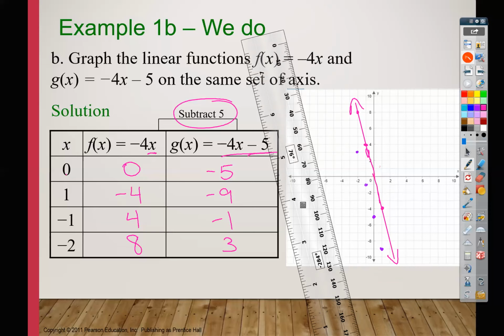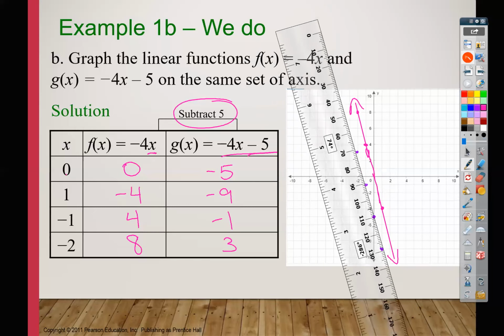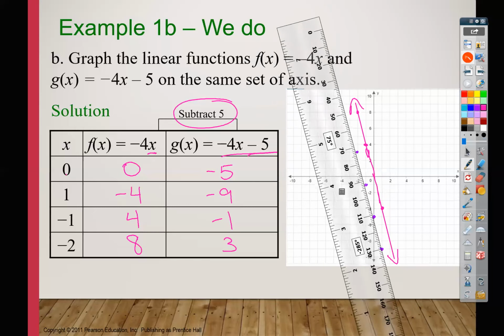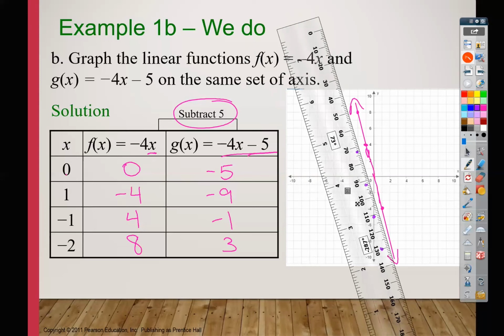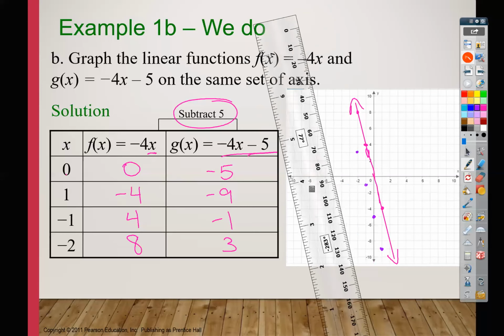Okay, now I'm going to move this and I'm going to graph it. This ruler is not helping me a whole lot. I'm just going to try to freehand it. Okay. This is why I use a ruler. That's really bad. All right, so now we're going to compare them.